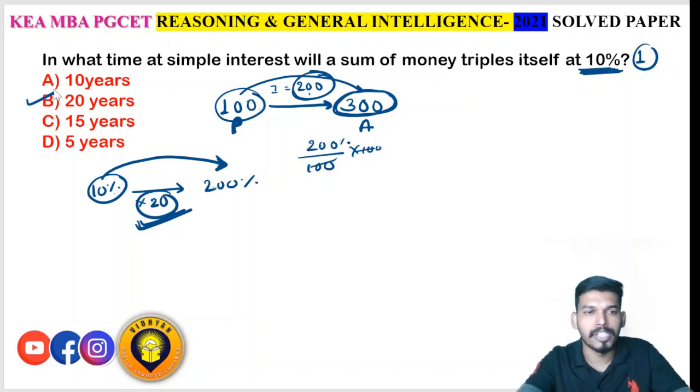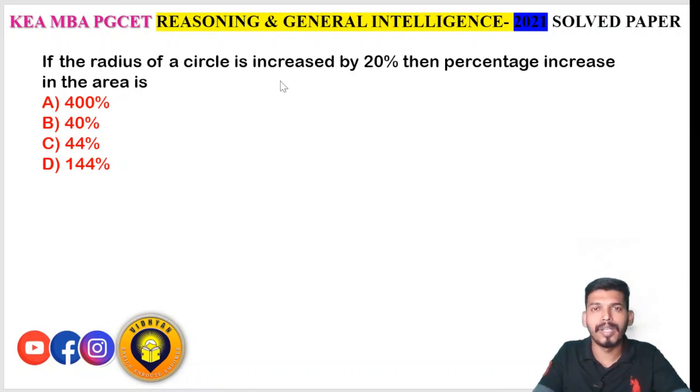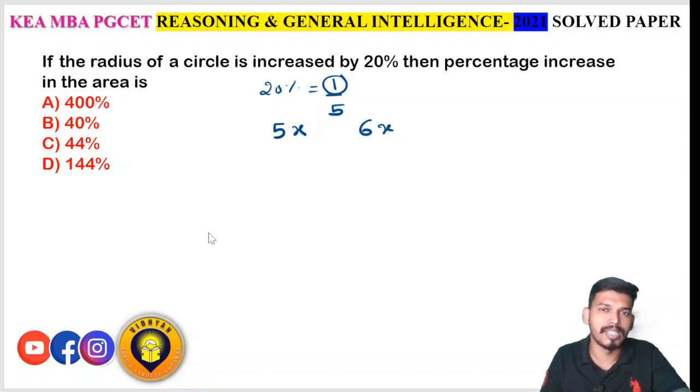Okay, next one. If the radius of a circle is increased by 20%, then what is the percentage increase in the area? See, 20% increase, 20% in ratio is how much? It is 1/5. Let's suppose the initial radius was 5x, now 1x has increased, so the new radius is 6x. Initial radius 5x, now the new radius will be 6x. So what is the percentage increase in area? The area formula is pi r square.